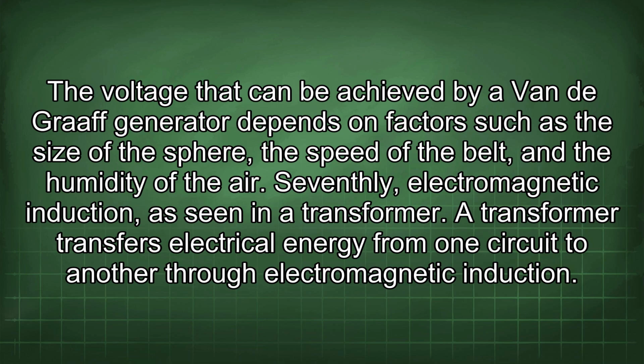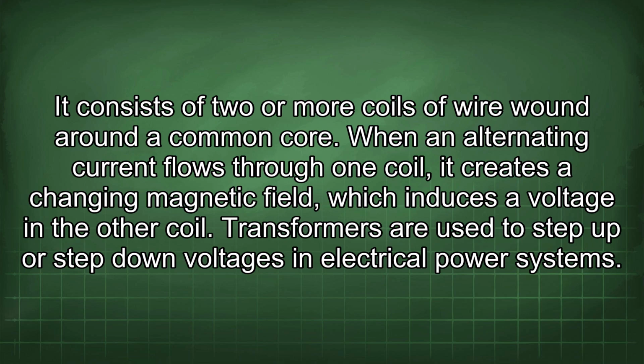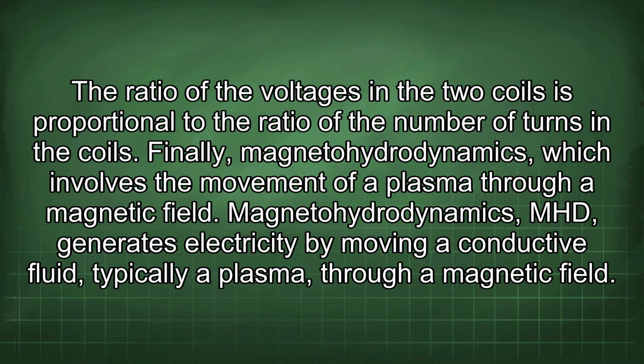Seventhly, electromagnetic induction, as seen in a transformer. A transformer transfers electrical energy from one circuit to another through electromagnetic induction. It consists of 2 or more coils of wire wound around a common core. When an alternating current flows through one coil, it creates a changing magnetic field, which induces a voltage in the other coil. Transformers are used to step up or step down voltages in electrical power systems. The ratio of the voltages in the 2 coils is proportional to the ratio of the number of turns in the coils.